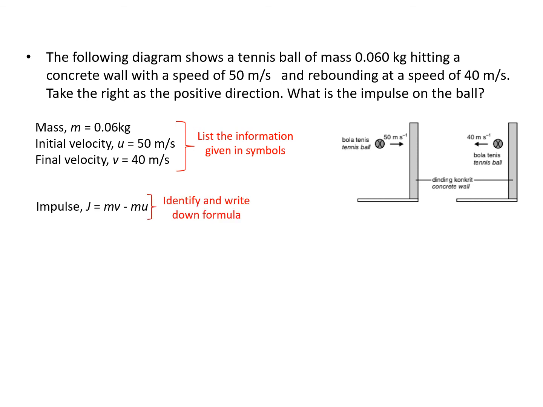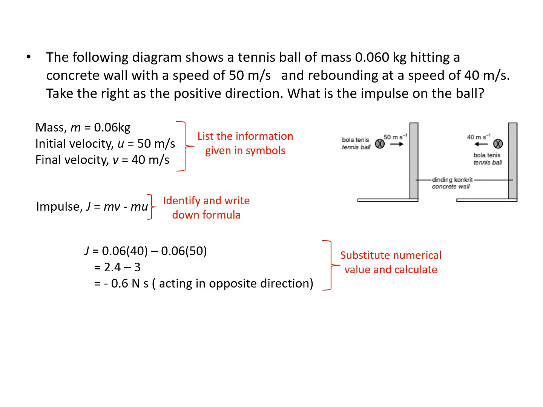The second step is to identify and write down the formula that we are going to use. In this case, we use impulse J equals mv minus mu. And for the final part, we need to substitute the numerical values and calculate to find the answer. The final answer for this question is negative 0.6 Newton second, and it is acting in the opposite direction.